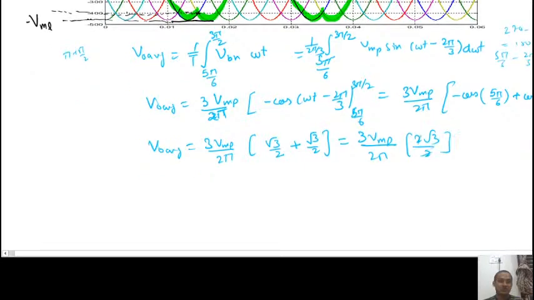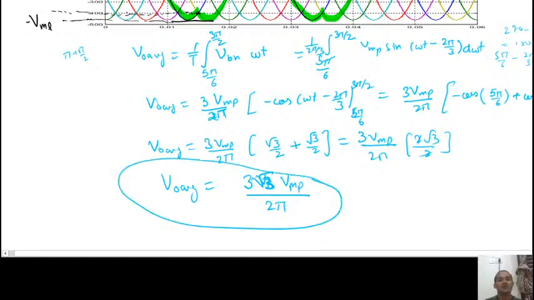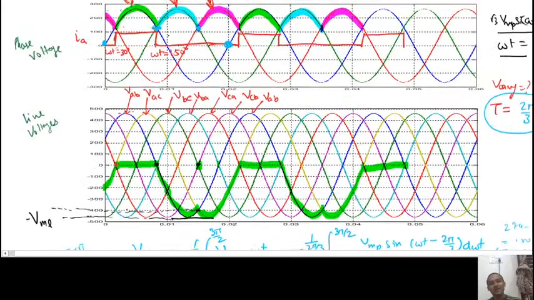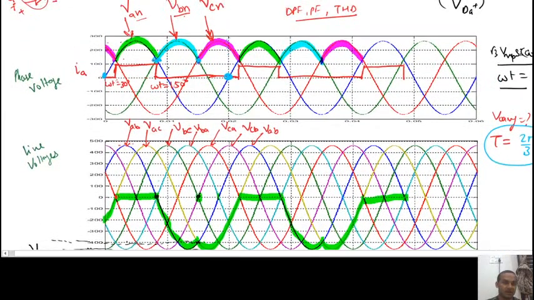So what is the average output voltage in this case? That is 3 root 3 VMP over 2 pi. That is the average output voltage for the diode rectifier. And in the case of the diode rectifier, no matter whether you take a resistive load or a continuous current load, you will get this average output voltage only. Alright, so now next comes this.